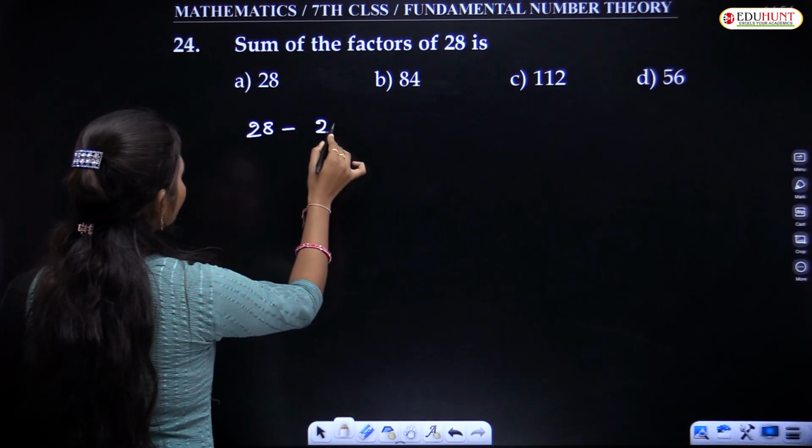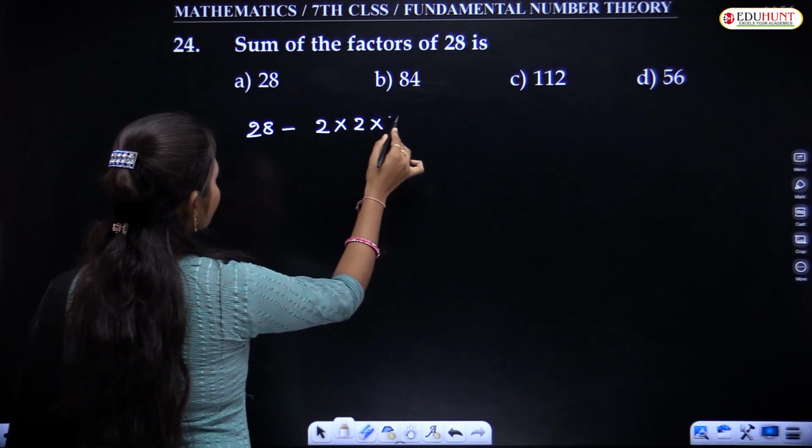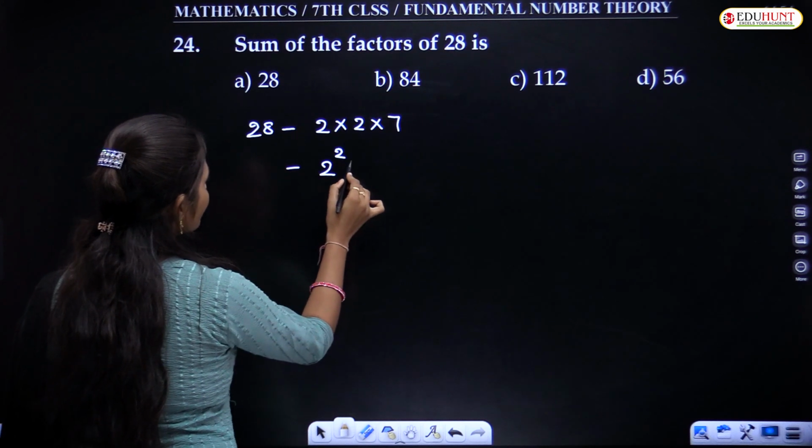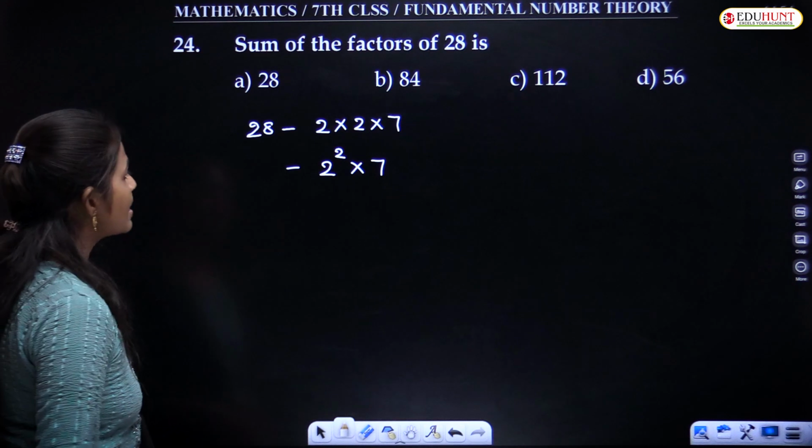So 2 into 14. 14 again we can express it as 2 into 7. So we can write this one as 2 square into 7. Okay. Now what are they asking? Sum of the factors they are asking.